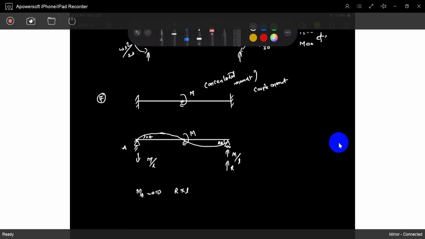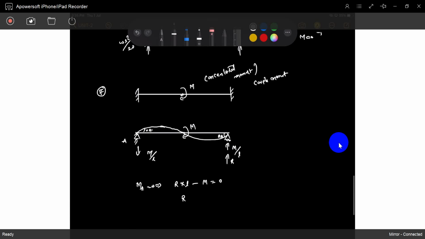So R into L minus M is equal to 0. So R is M by L. This is in this direction, and this is in this direction, because there are no concentrated loads on the beam. So both reactions are in opposite directions. They can self-balance. So try to draw the shear force and bending moment diagram.